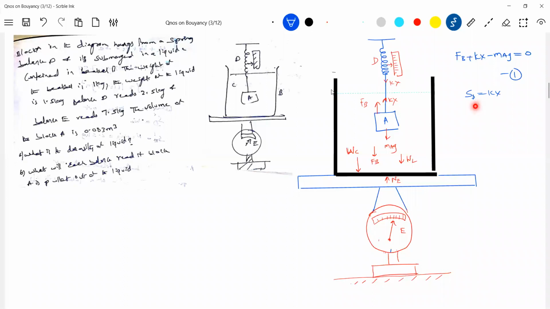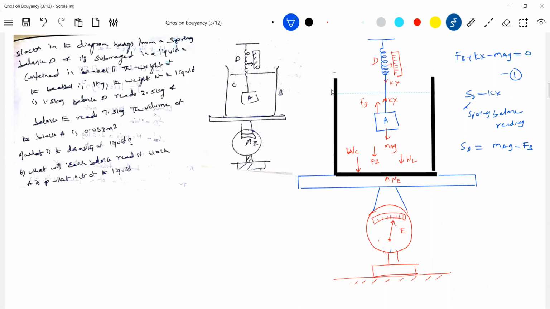Shall we write only SD here? So this is the spring balance reading. Spring balance reading, you can write it. Okay, now come for this one. So now how to calculate that one? This spring balance reading should be equal to mAg minus buoyant force.